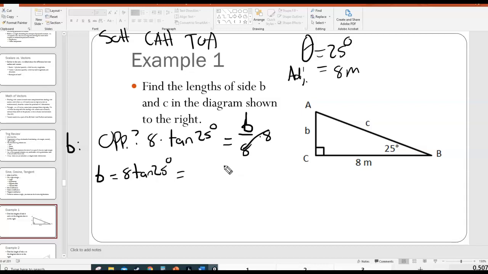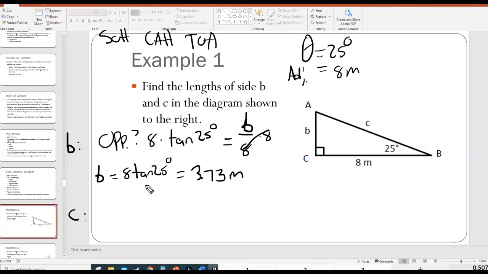So we want to do 8 times tangent of 25 degrees, and all you have to do is plug that into your calculator. As long as it's in degree mode, it will give you the correct value, which should be 3.73. In this case, the unit is meters. Now, what if I want to find side C? At this point, I have a couple options. I could use the Pythagorean theorem, because I know that 8 squared plus 3.73 squared should equal c squared. That's just the Pythagorean theorem.